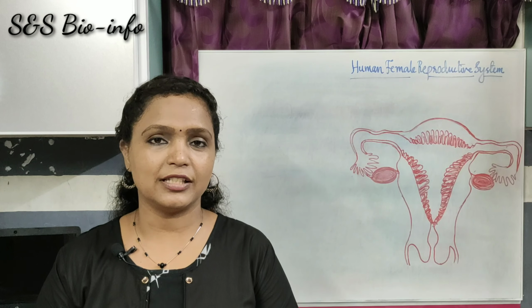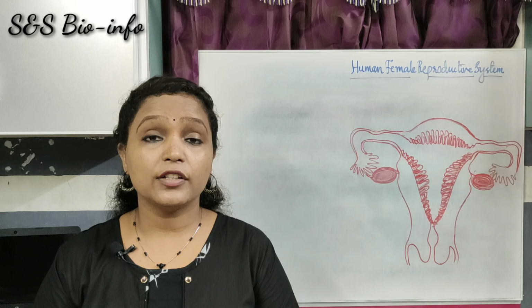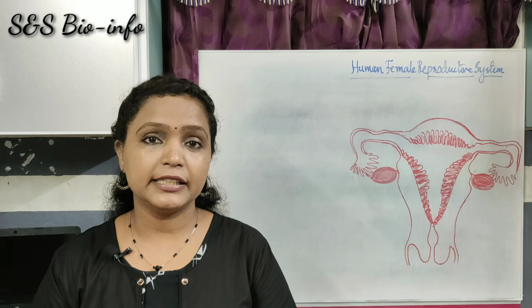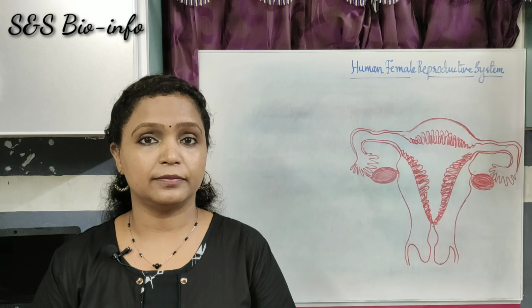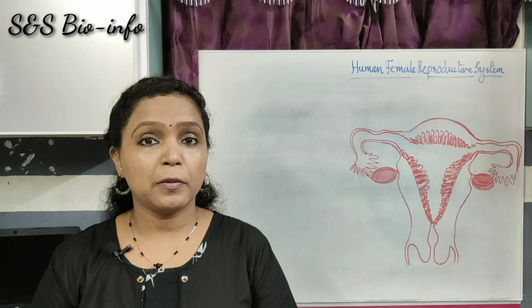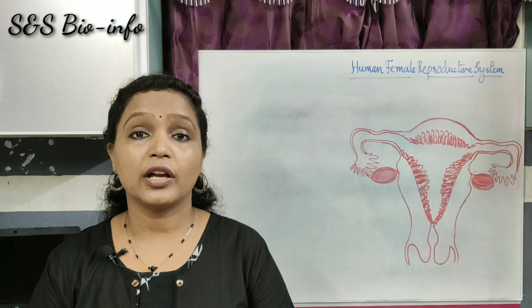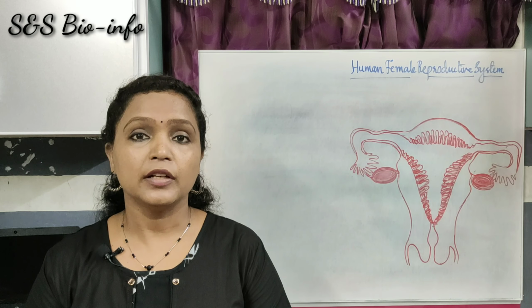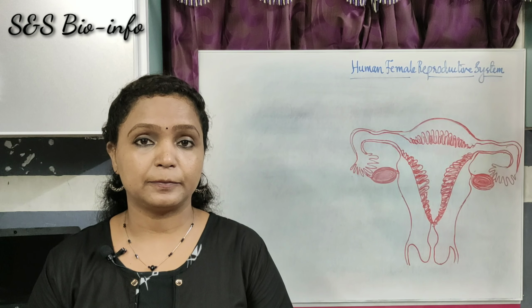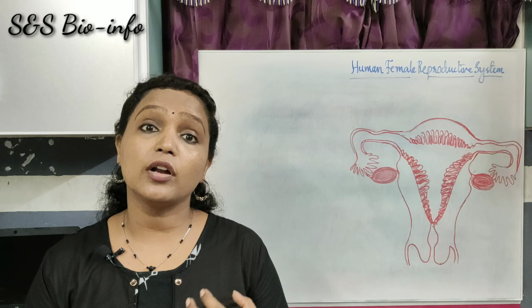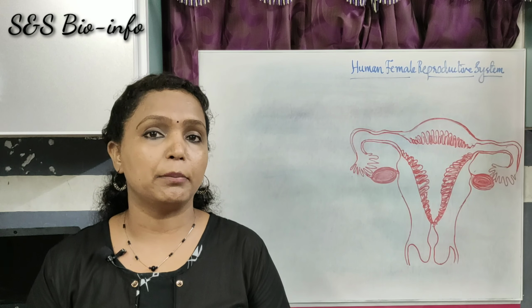Today we are going to learn about the structure and function of the human female reproductive system. The reproductive phase of the human female is comparatively shorter than that of the male. The formation of ova takes place during the embryonic stage in the fetus. That means in the female child, the immature ova are formed at the embryonic stage.